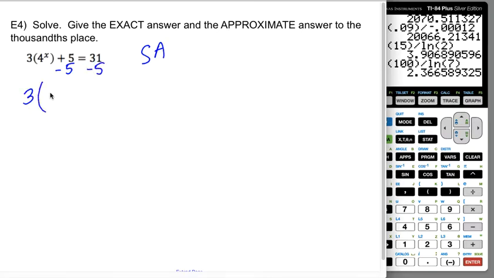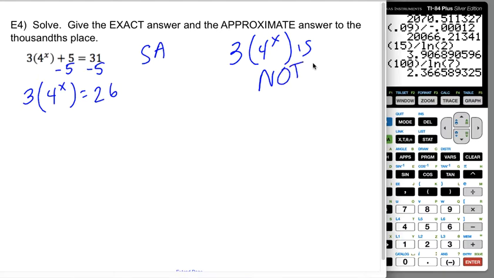So I'm going to get 3 times 4 to the x equals 26, right? Now, it is worth noting here that 3 times 4 to the x is not ever 12 to the x, right? Because exponents happen before multiplication in PEMDAS. So the 4 to the x, the 4 has the power, the 3 does not, okay?